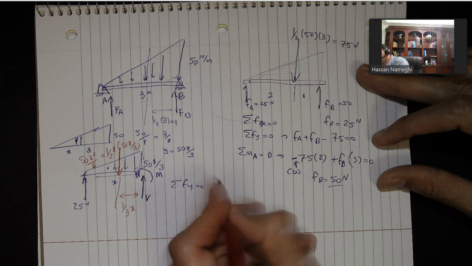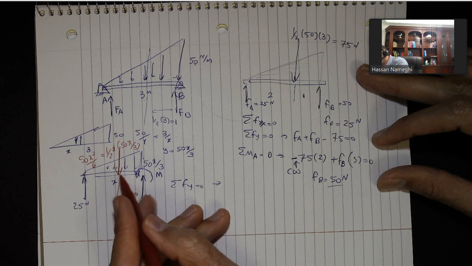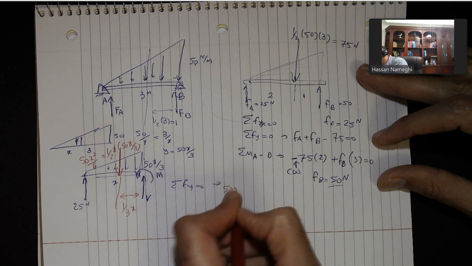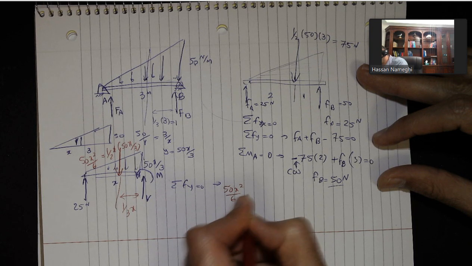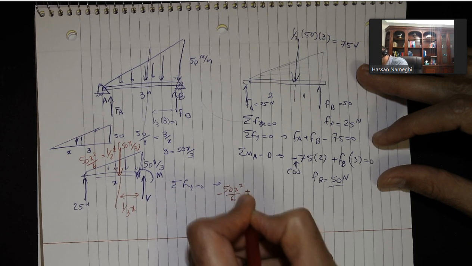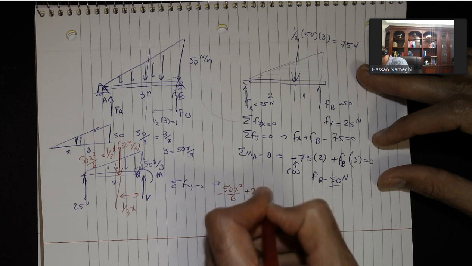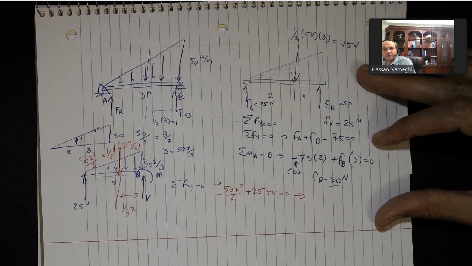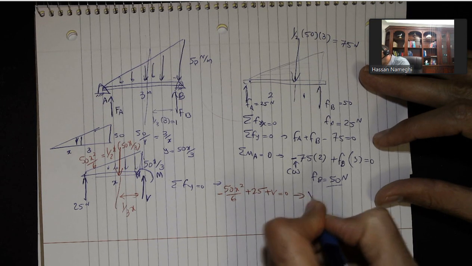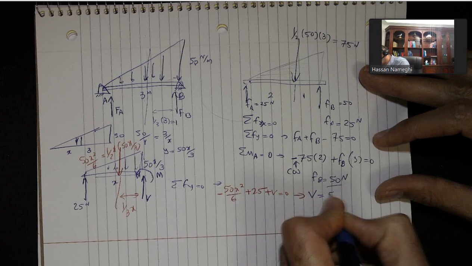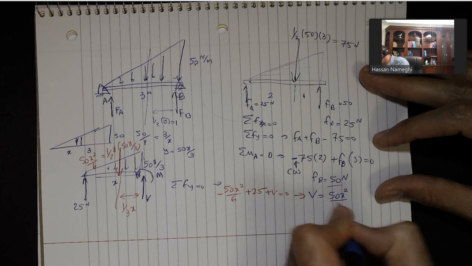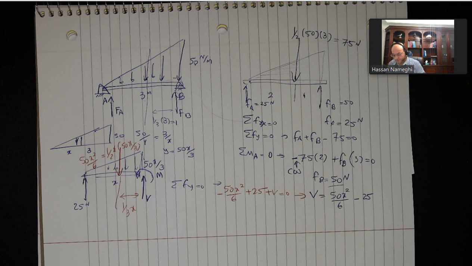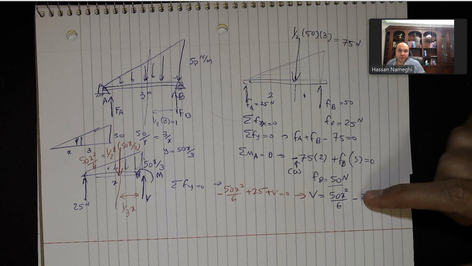Sum of Fy equal to 0. I have this force of 50x squared divided by 6 that's going down, so it's a minus, plus 25, which is going up. And then we have the V, plus V equal to 0. If you solve for V, you will end up with V equal to 50x squared divided by 6 minus 25. That's what I got for the shearing force.